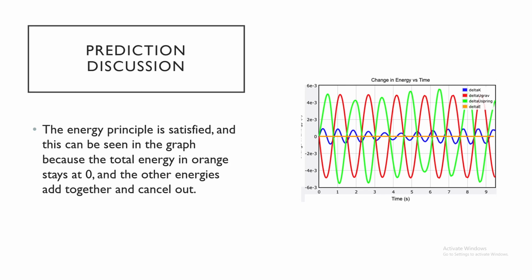For the prediction discussion, the energy principle is satisfied, and this can be seen in the graph because the total energy stays at 0, and the other energies, when added together, cancel out.